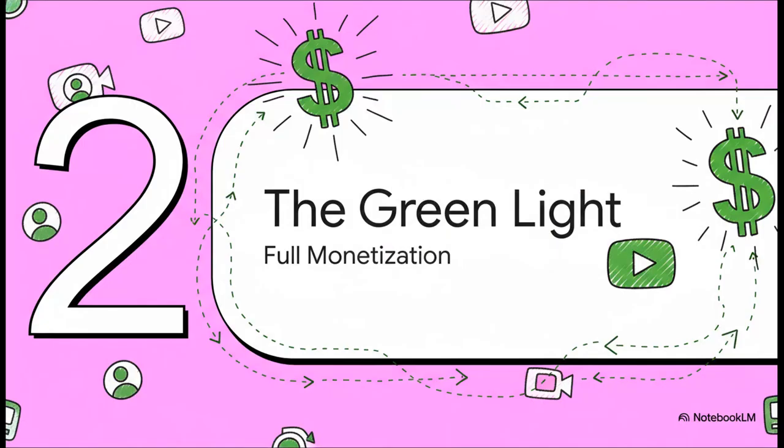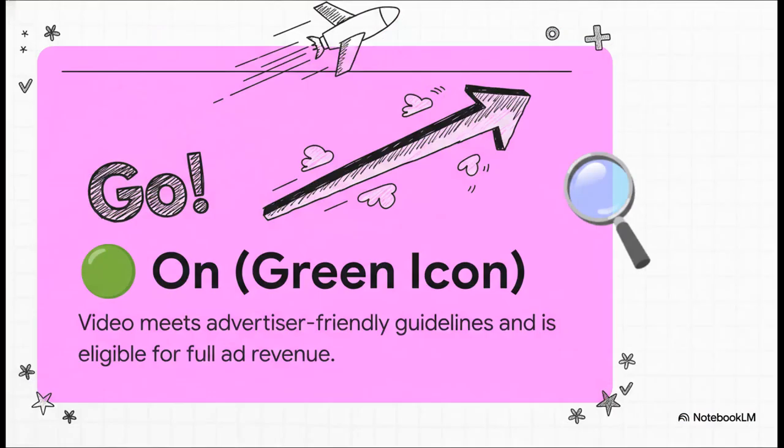Now let's talk about the one we all want to see, right? That beautiful bright green icon. It's the goal for every single creator. But it has a few more layers to it than you might think. The green icon basically means go. It's YouTube's way of saying your content has been scanned, it's safe for all advertisers, and it's eligible to make its maximum potential ad revenue. Think of it like the system giving your video a totally clear runway for takeoff.